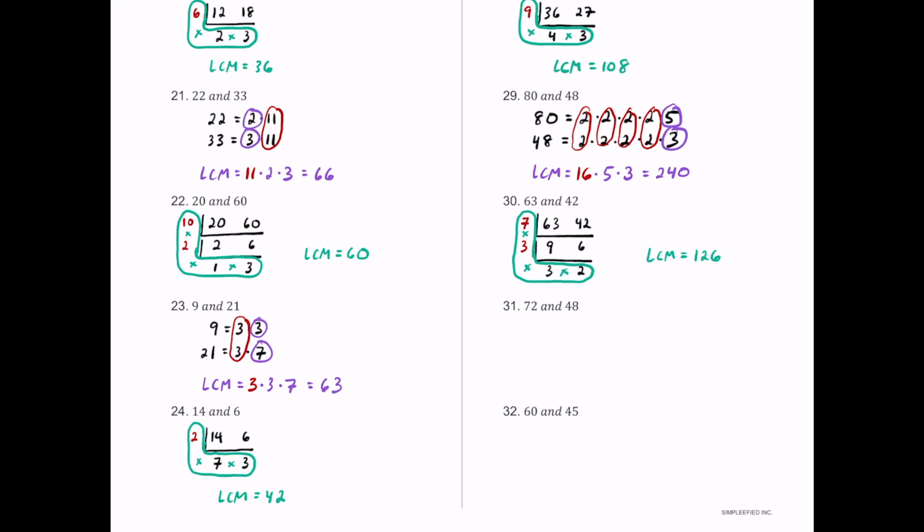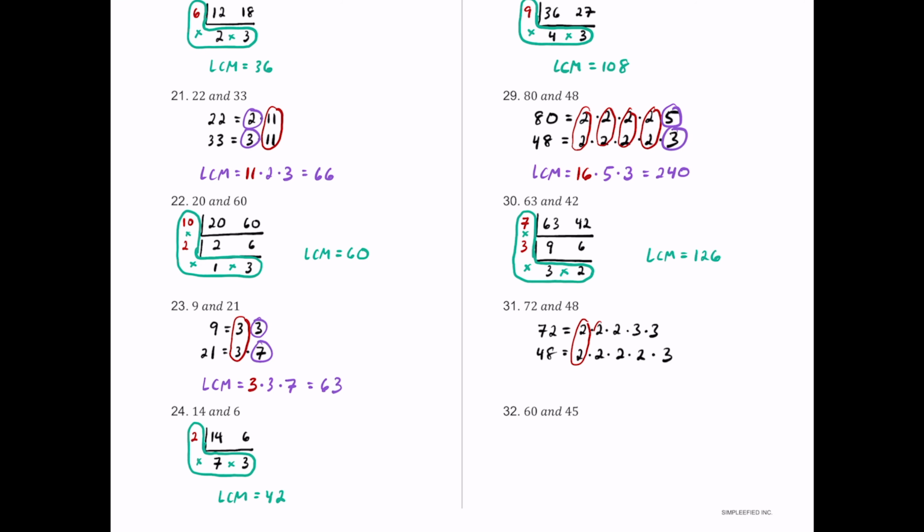For 31, let's try 72 and 48 using prime factorization. So 72, that's equal to 2 times 2 times 2 times 3 times 3, I believe. And then 48 is equivalent to 2 times 2 times 2 times 2 times 3. Again, feel free to practice making your factor trees. I'm just doing these a little bit quicker and not writing the trees out right now, but feel free to pause and make the trees to make sure you can write each of these prime factorizations.